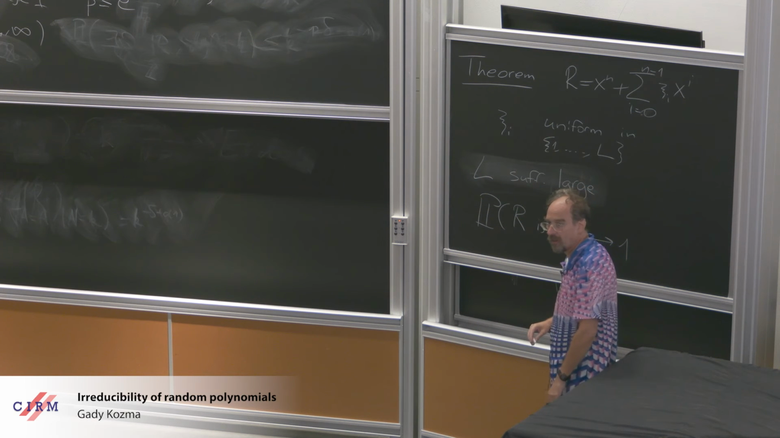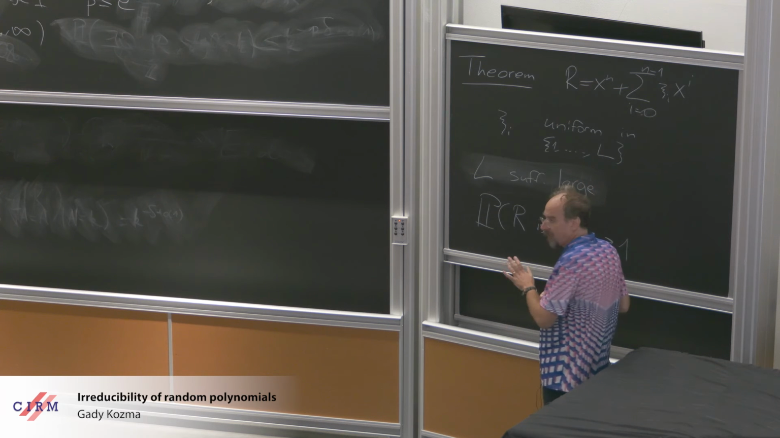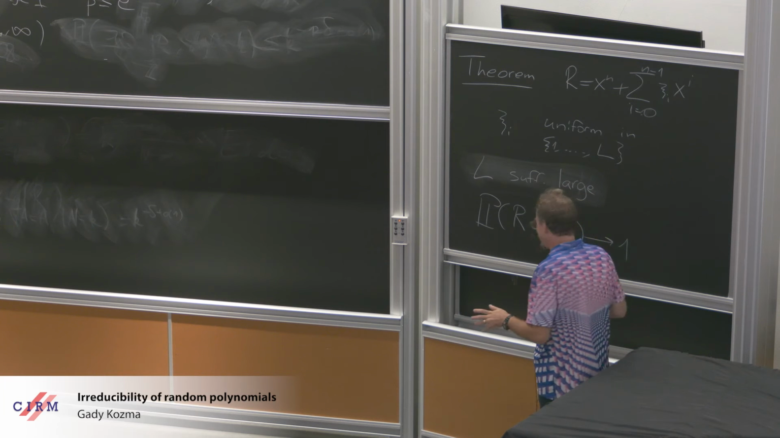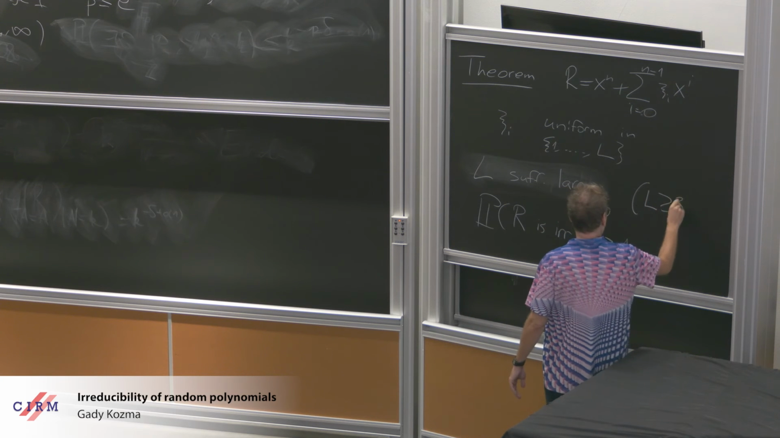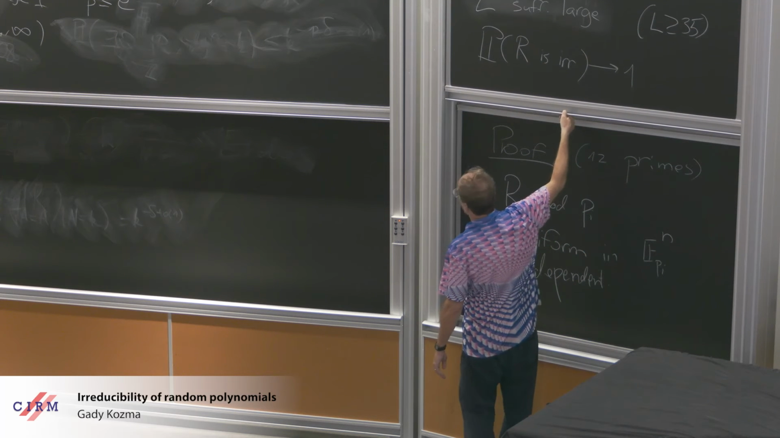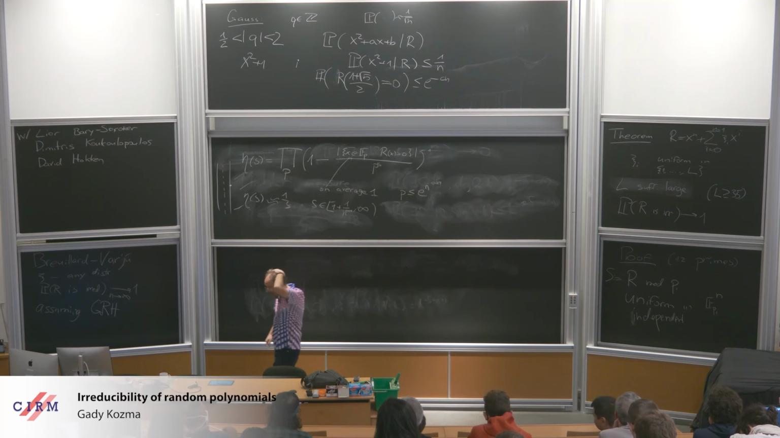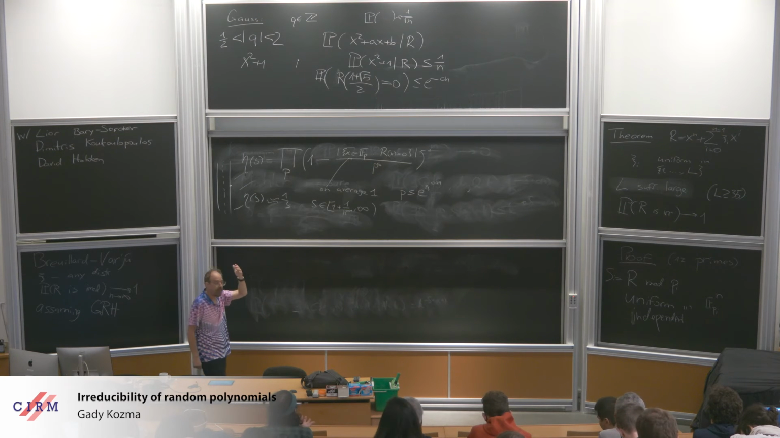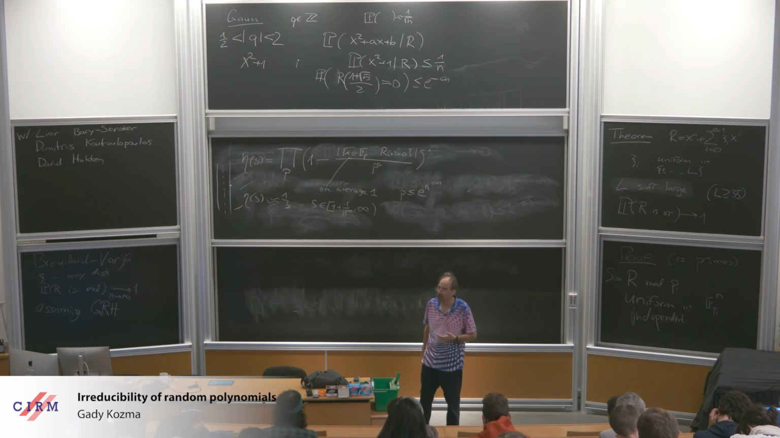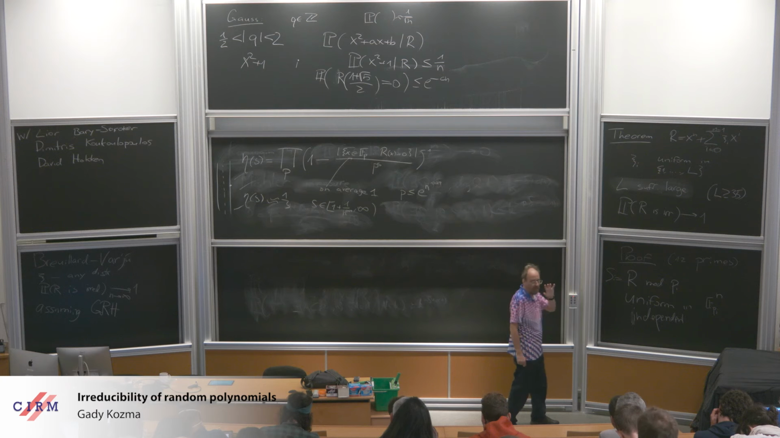For me, that's not important, but some people like that. Because I'm not a number theorist, I don't care about actual numbers, but sufficiently large is 35. The idea is somehow easy to state, but very difficult to pull through. And the idea is as follows. You take L sufficiently large, a million.